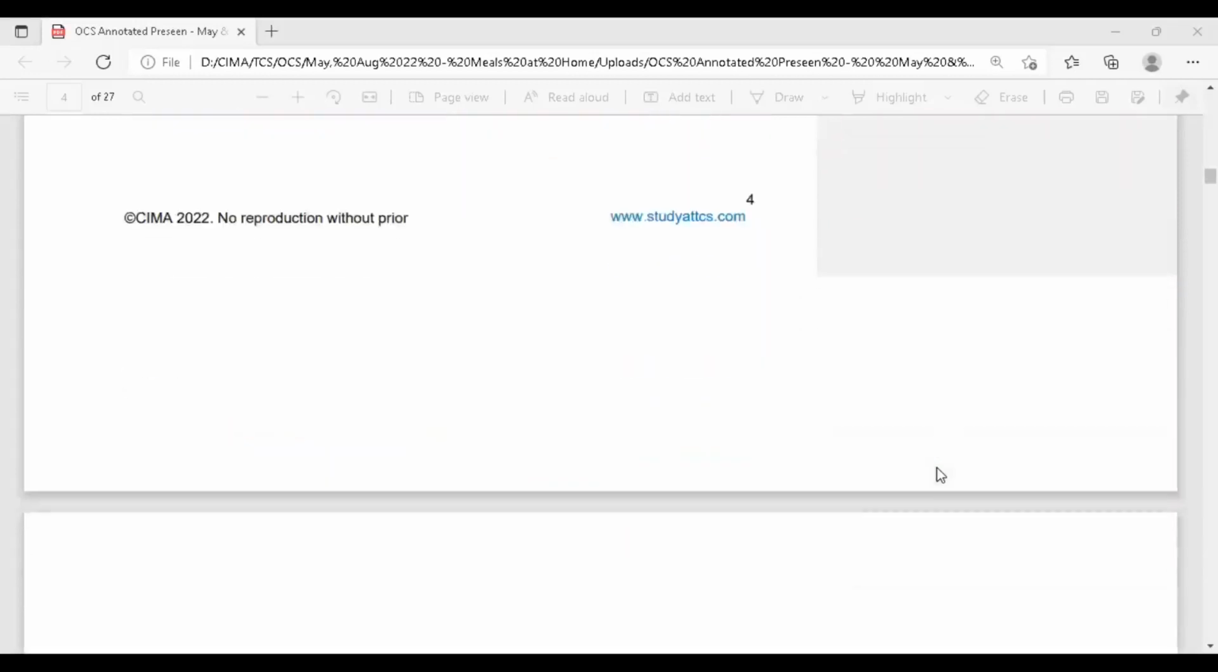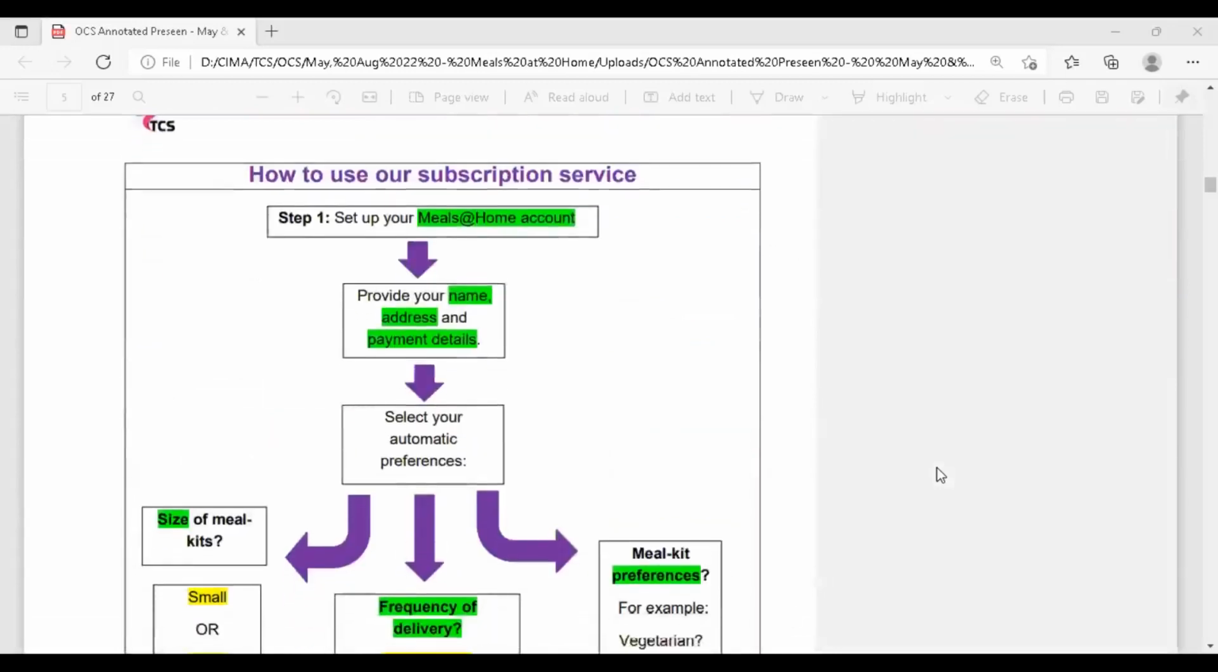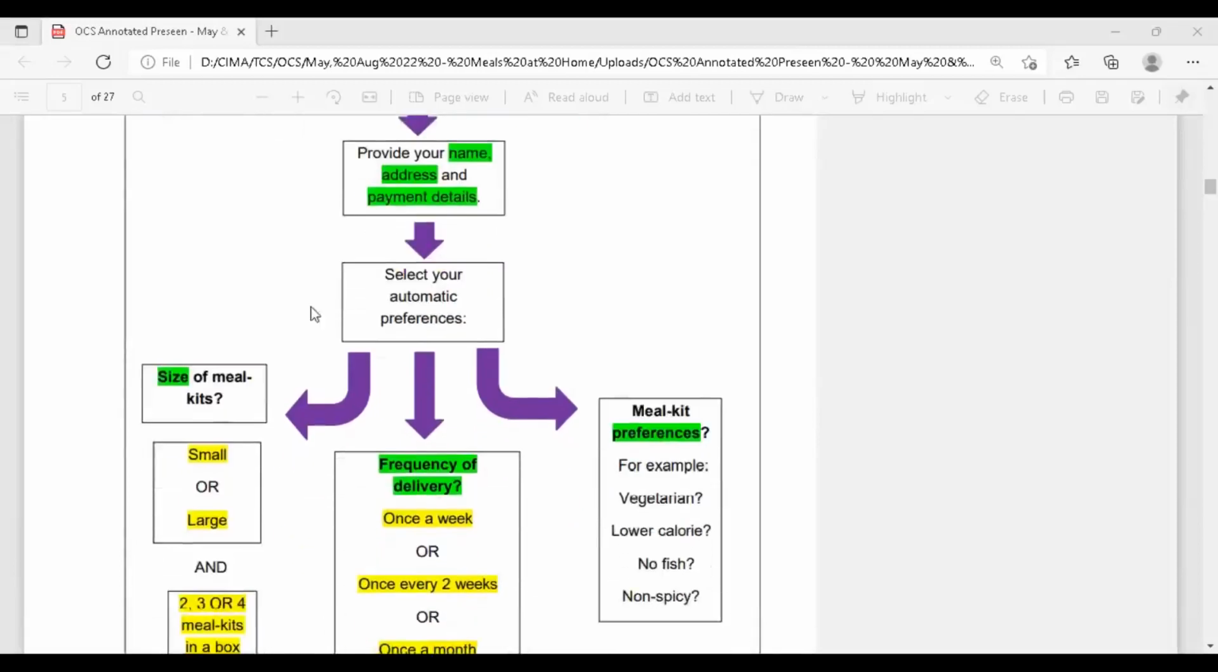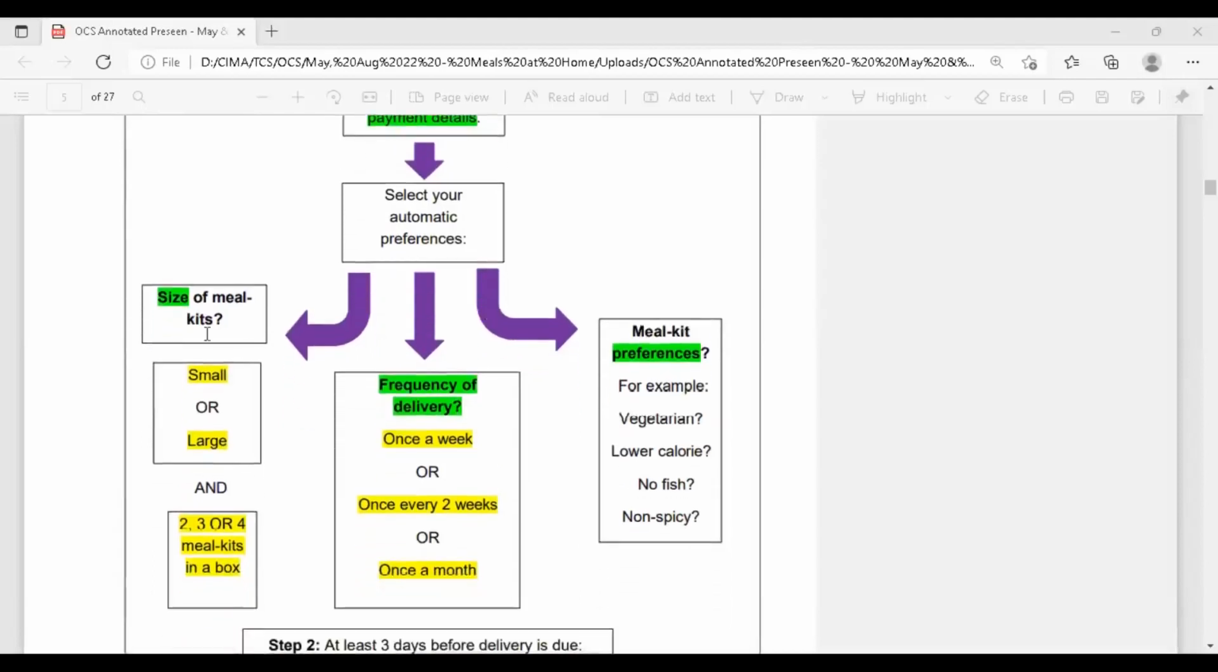Okay, so that's that. Then how the subscription service works, some information is provided. Step 1 is setting up your account. You have to provide your name, address, and payment details when setting up your personal account. And after setting up the account, you need to select your preference. You can select the size of the meal kit, frequency of delivery, as well as your ingredient preference or food preference.